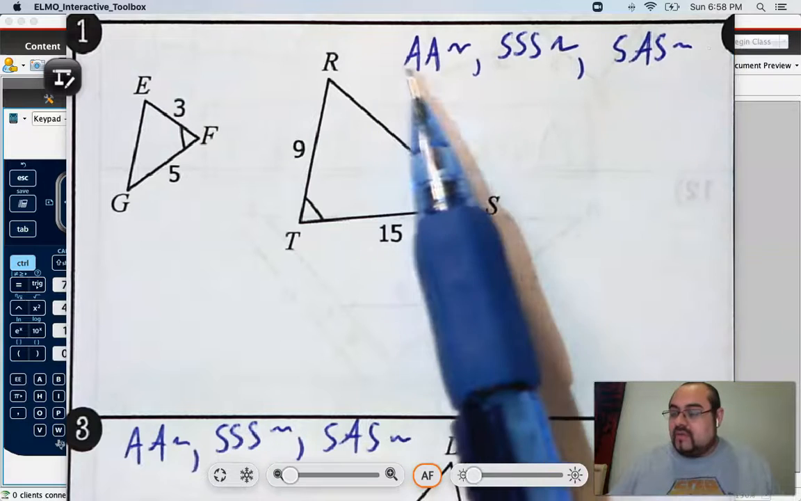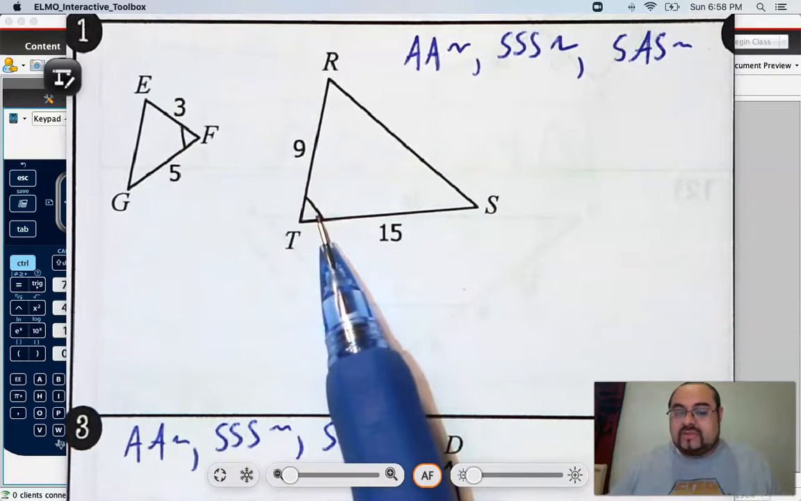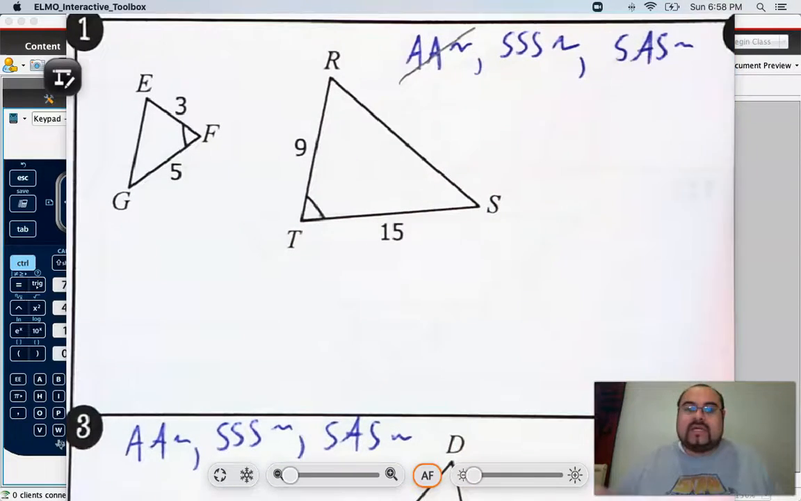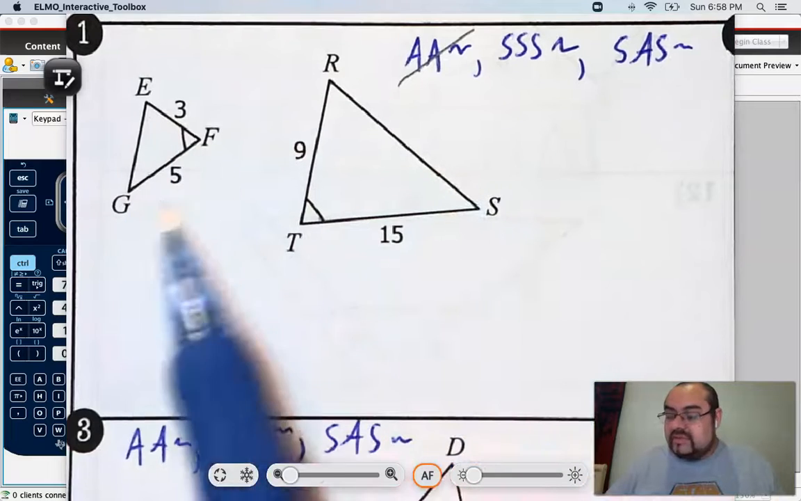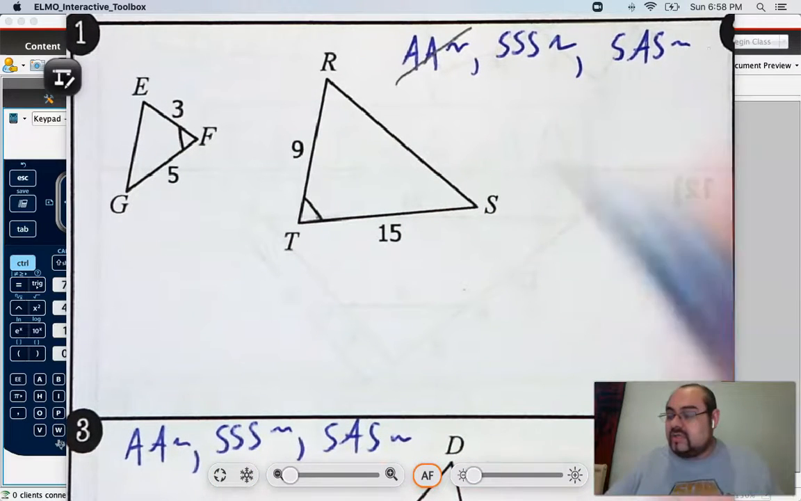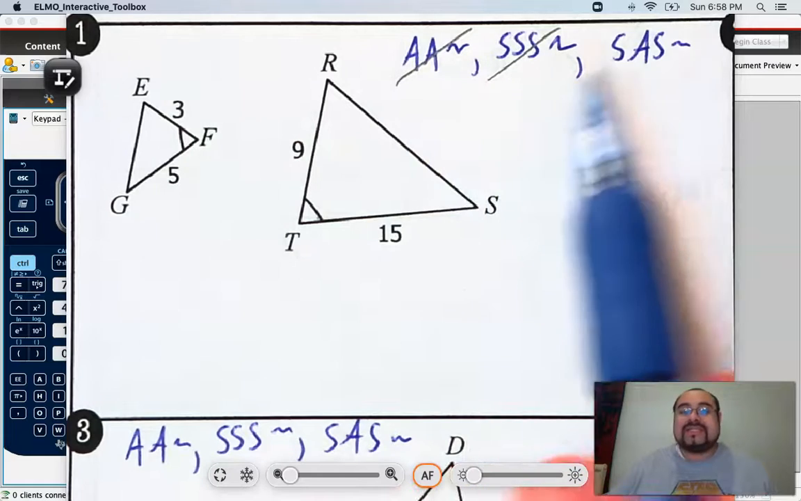All right, we can't use angle angle because we only have one angle that's being shown to us that is congruent. So more than likely it's not going to be angle angle. And side side side, we would need all three sides to be identified in order for us to test if side side side is going to work. So we're going to go ahead and eliminate that one also. So you can see here quickly we can determine just by looking at the picture which one of the postulates we're going to attempt to use.